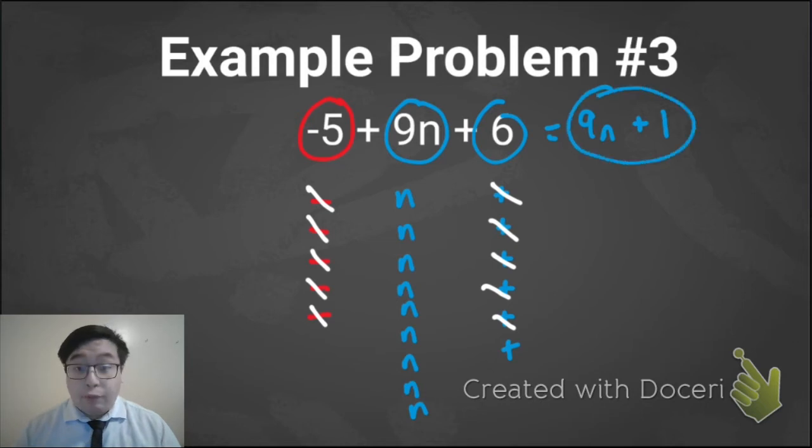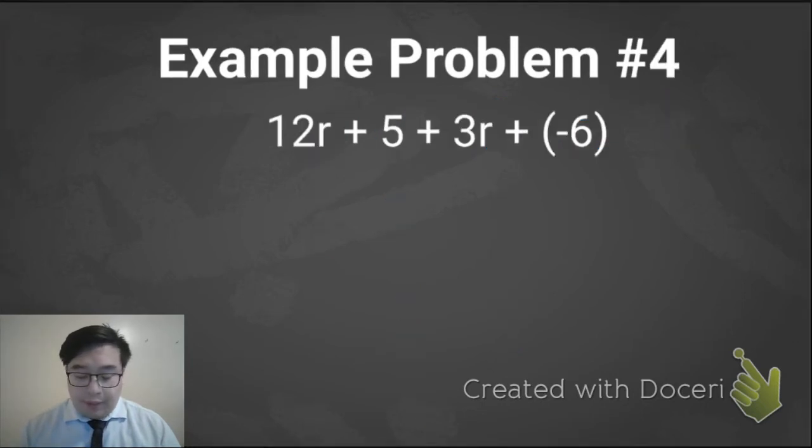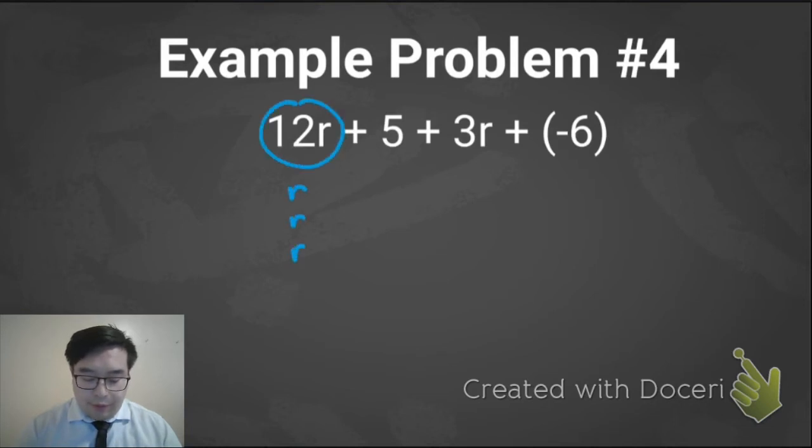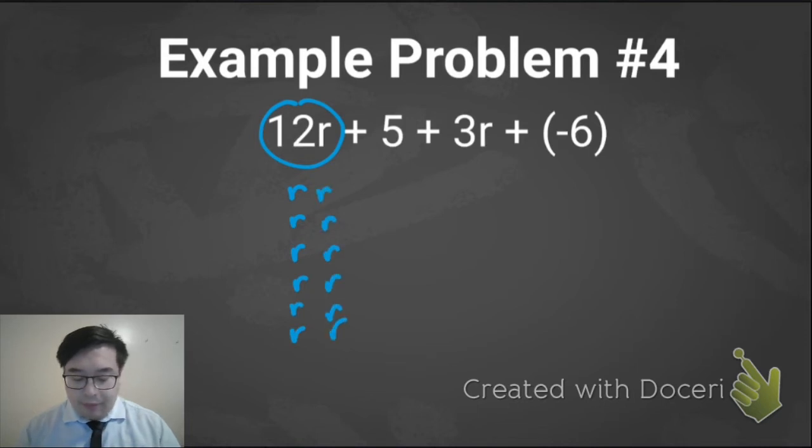Alright, let's go over our fourth example. Here I have 12r plus 5 plus 3r plus negative 6. Like before, let's just think about these in individual parts. So 12r, that's 12 r's. Now we have positive 5. We have 3 more r's. And now we have 6 negatives.